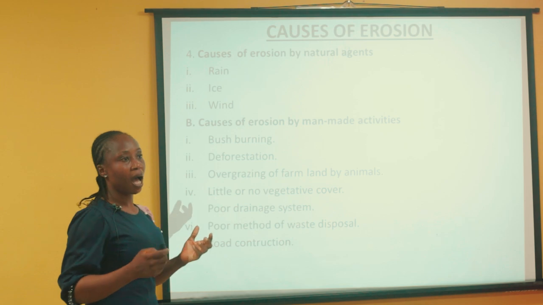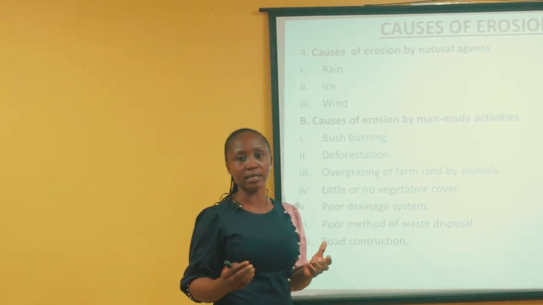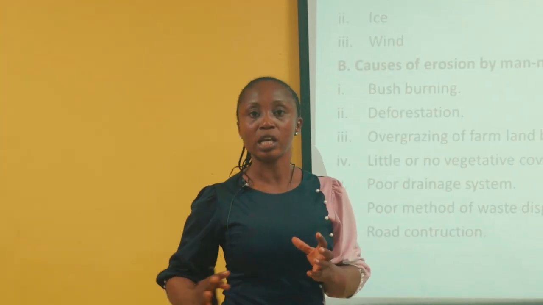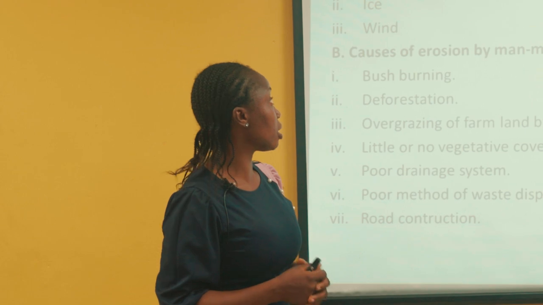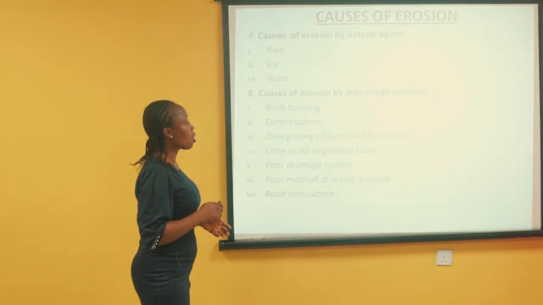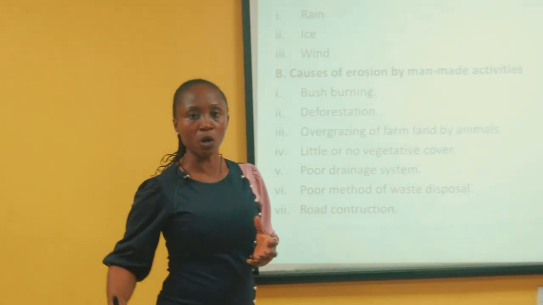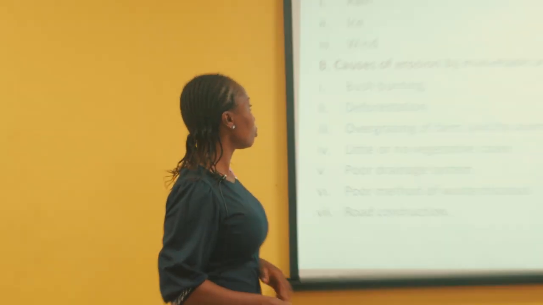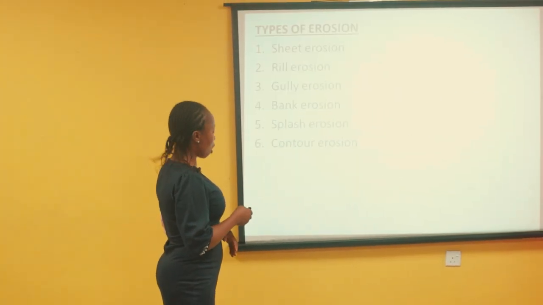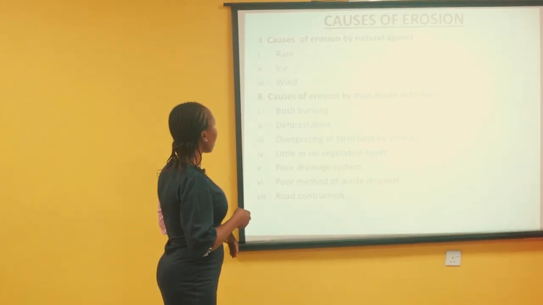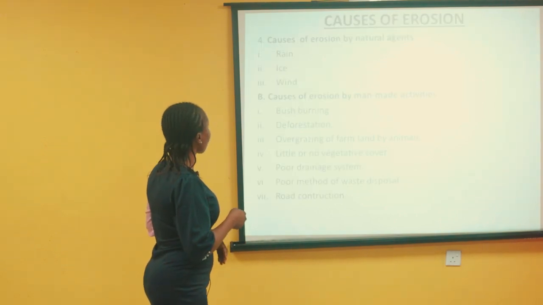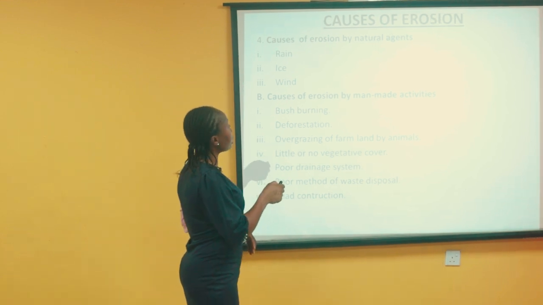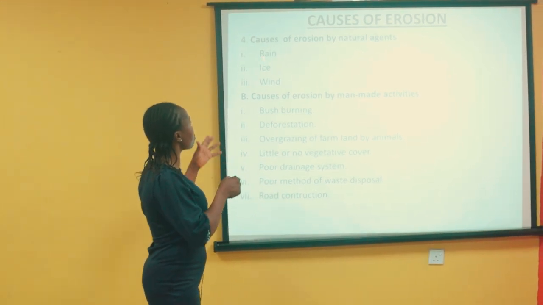Ice. In places where we have our ice, when the ice is on the surface of the earth, when it melts, it also carries away some top surface of the soil. We have our wind. Whenever wind blows, it blows away some part of the top surface of the soil, causing erosion. Now, we also have causes of erosion by man. The causes that we mentioned earlier are caused by natural agents. These ones are just caused by nature.